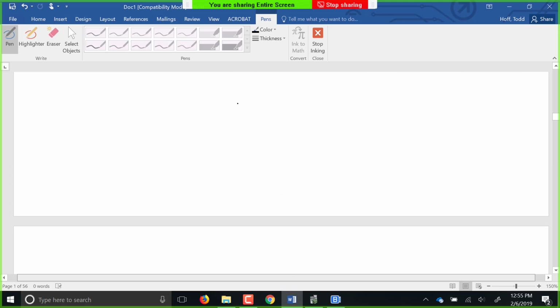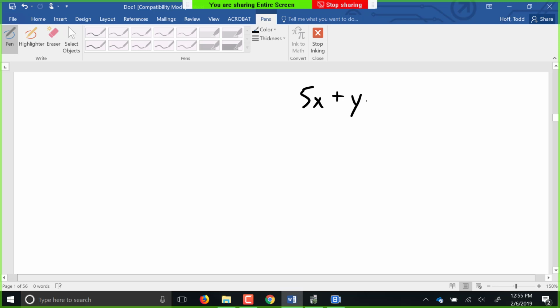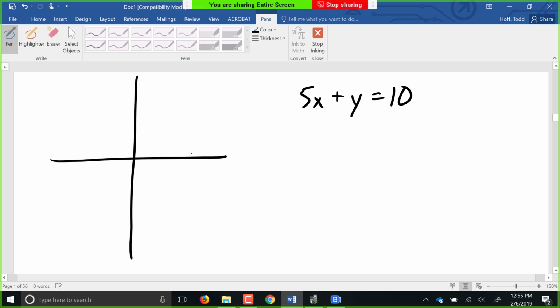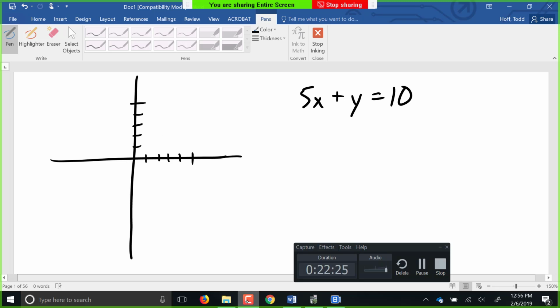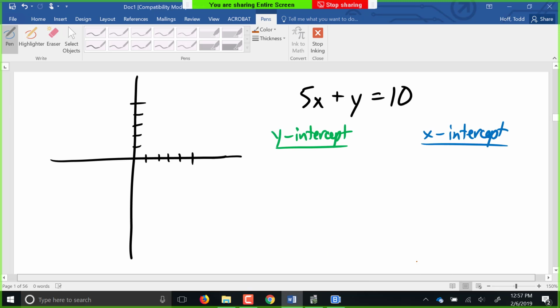In your notes, I want you to try to do this one for me. Find the x-intercept and y-intercept for that equation and graph the line. I'll give you a minute or so, and then let's see how you've done so far.